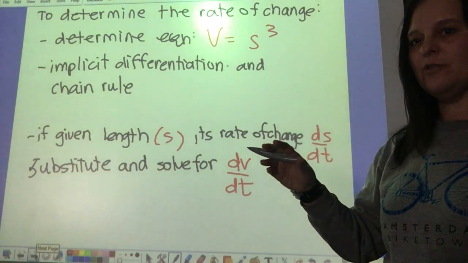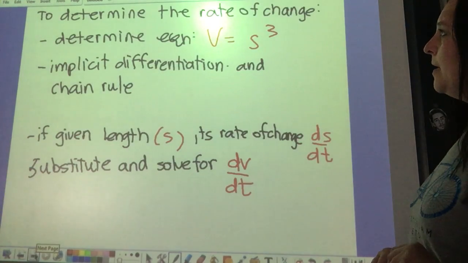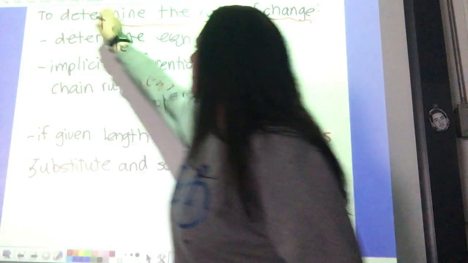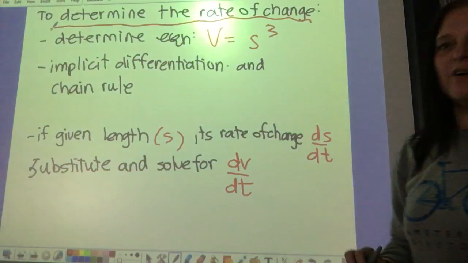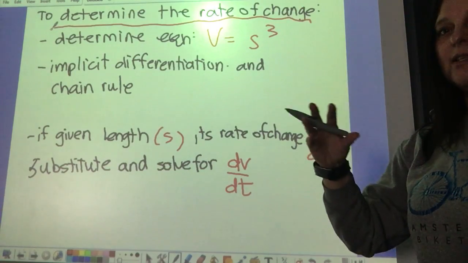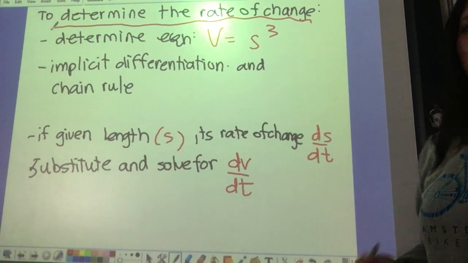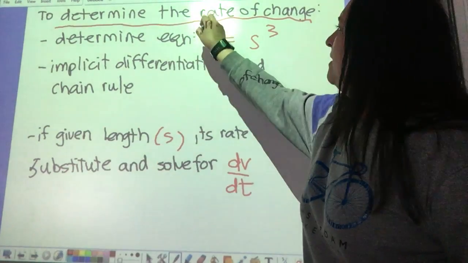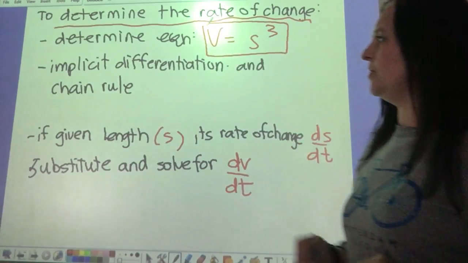So when the side increases, the volume increases as well. So what if we wanted to determine the rate at which the volume changes for this cube as the sides increase? Step 1, you need the starting equation, which we already had. The volume of a cube is S cubed.